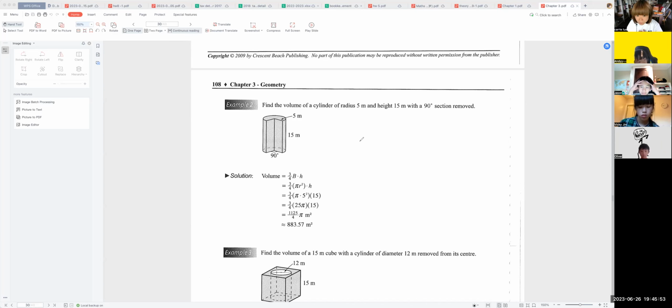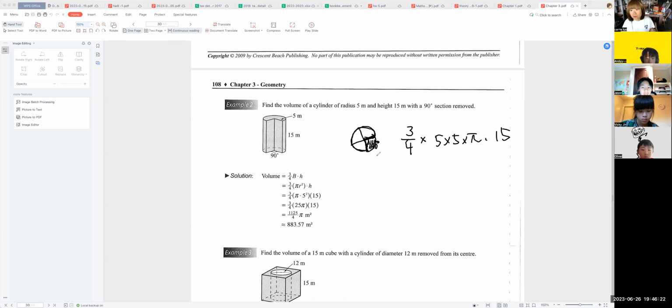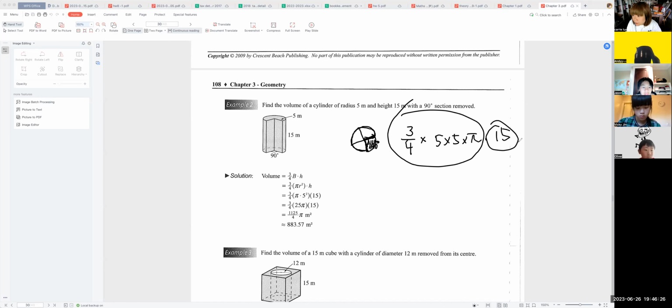So now let's take a look at this one. So Oliver, how do I do it? I will draw the base at the bottom, although it is not drawn very well. Is this its base, right? I know this is a 90 degree angle, right? So that means it is what? It's exactly 3/4 of the original circle because this part has been taken away. So just 3/4 times what? Times 5 times 5 times pi, then times 15. This is the base, this is the height. Get it, everybody?